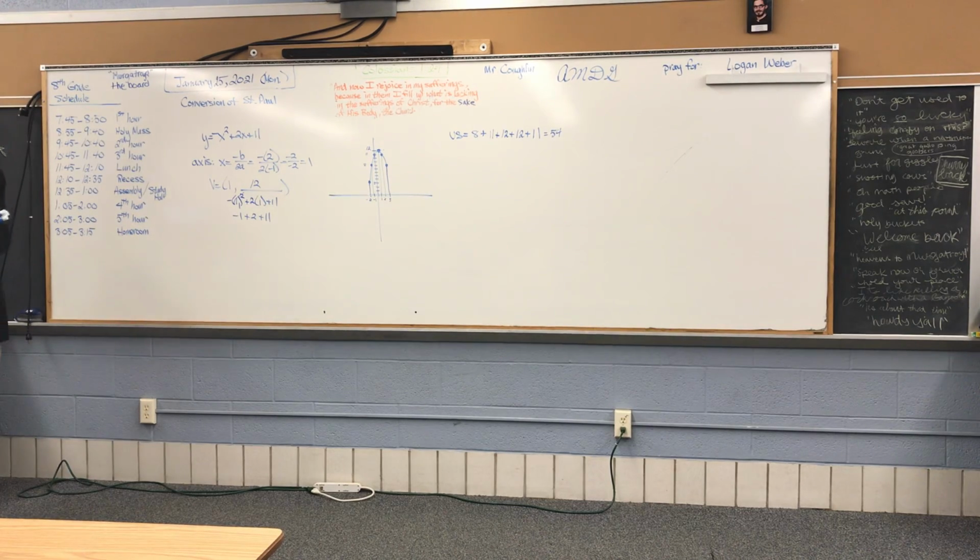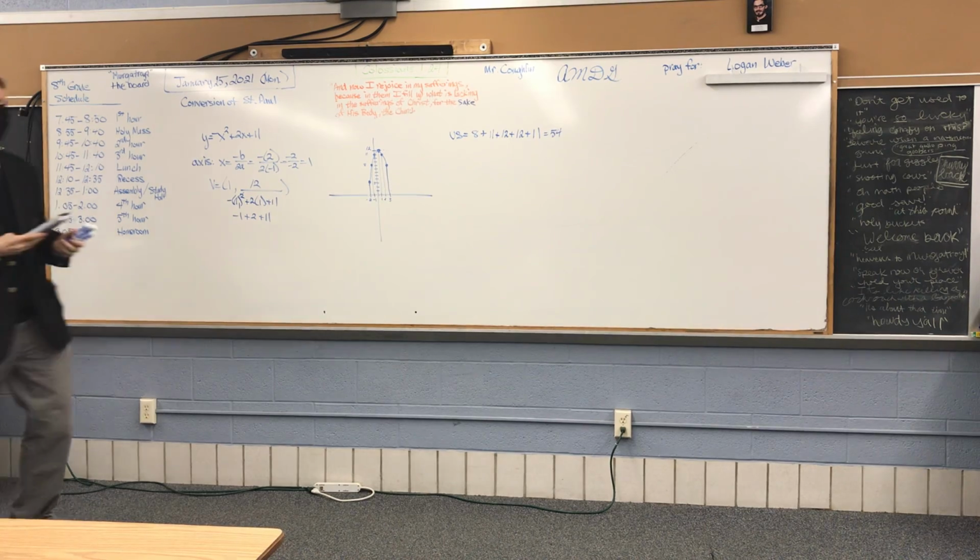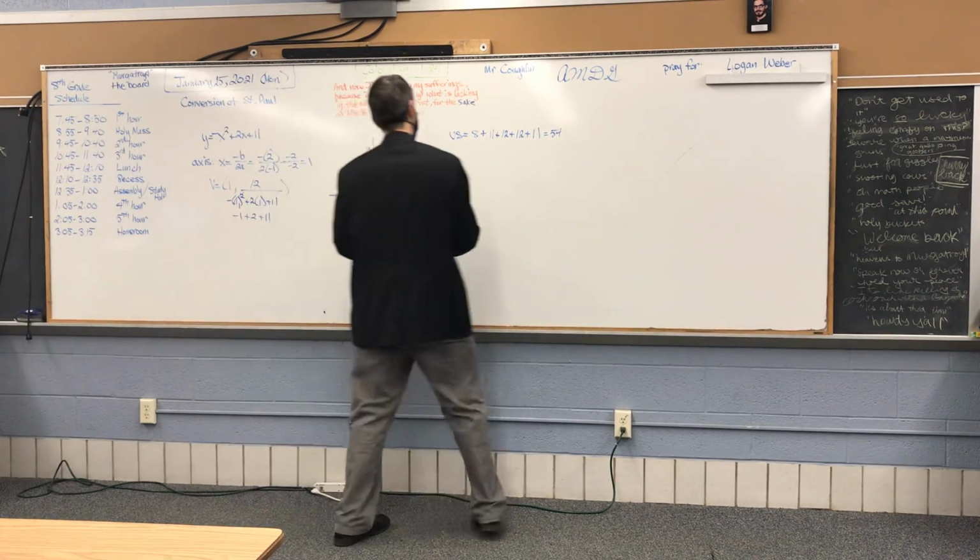Just because I'm paranoid, let me check that. So we've got negative x squared plus 2x plus 11. From negative 2 to 3, 5 slices. Yes. Upper sum is 54.